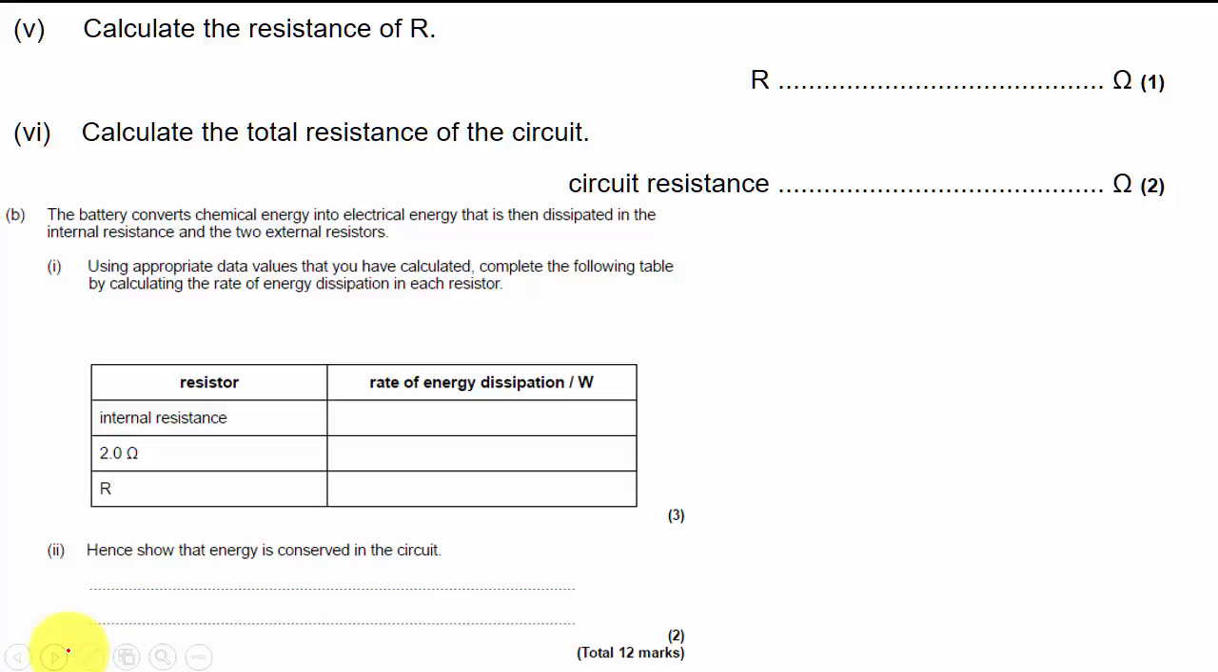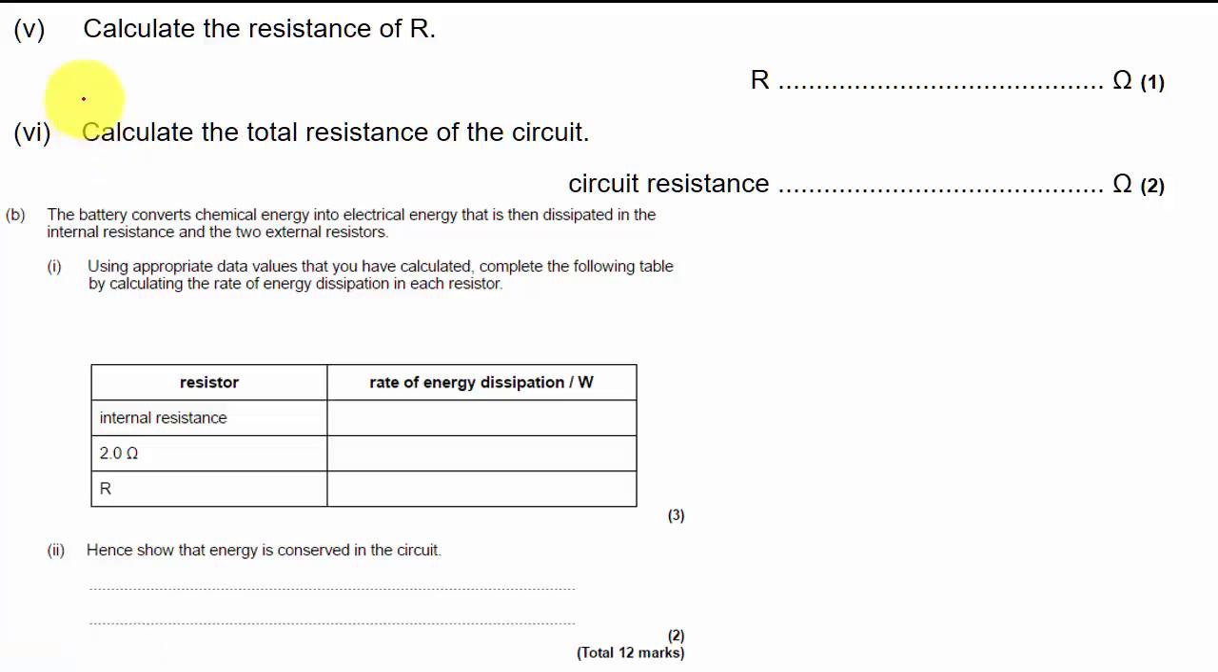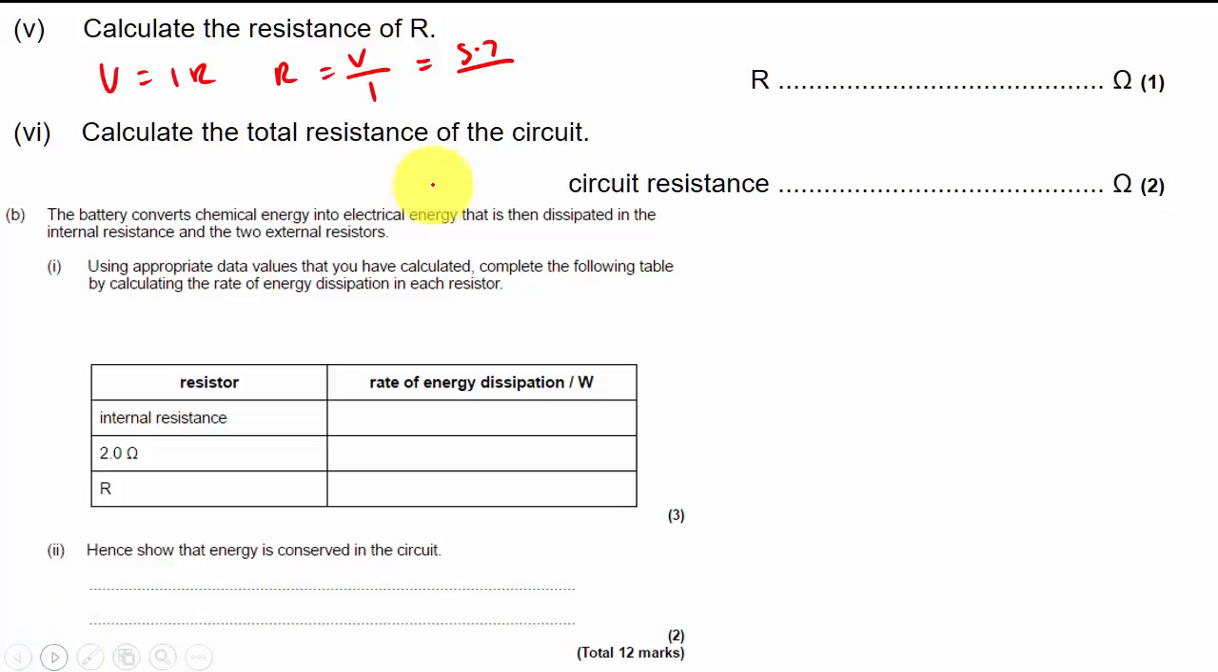Calculate the resistance of R. This is R. I've got the voltage across R and the current through R, so it should be relatively straightforward. Again, using Ohm's law, V equals IR, rearrange for R equals V over I. The voltage was 5.7 and the current was 1.35. When calculated, that gives me a value of 4.2 ohms.